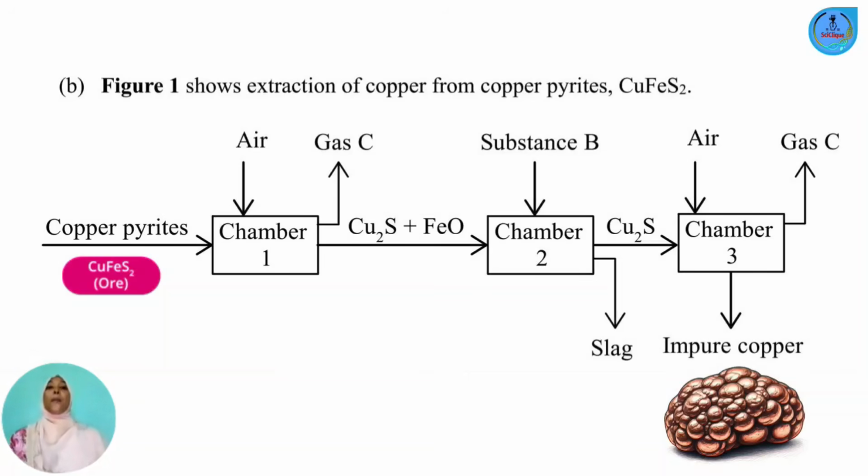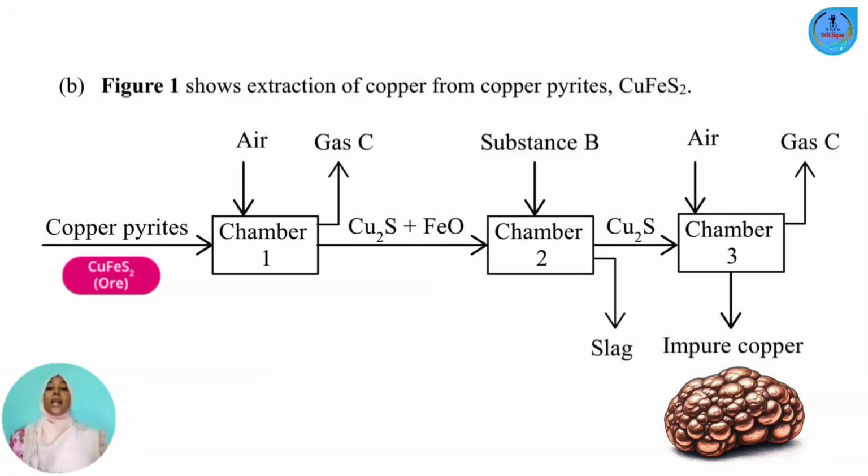Air is being passed into chamber 3. So you're going to have copper 1 sulfide reacting with oxygen in the air. Now, this will lead to the formation of copper 1 oxide. Key point to note here is that not all of the copper 1 sulfide reacts with air. Only some of it reacts with air to form copper 1 oxide. So this is reaction number 1.